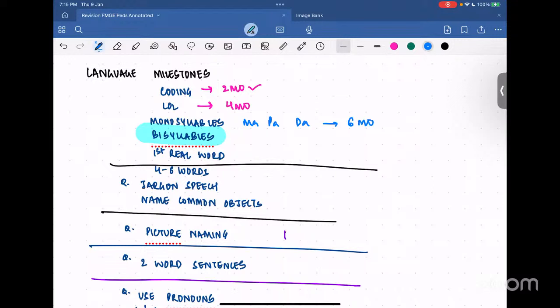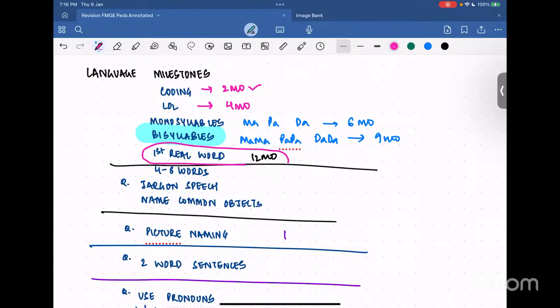And what are bisyllables? Bisyllables are made by joining these monosyllables, like mama, papa, dada, right? This comes after monosyllables, that is 9 months of age. And finally, on the first birthday, that is 12 months of age, the child is going to speak his first real word, right? So at 12 months, on the first birthday, we have discussed the child will stand without support, walk with support, and also the child is going to speak the first real word. And in fine motor milestone, we discussed the child will have a mature pincer grasp.